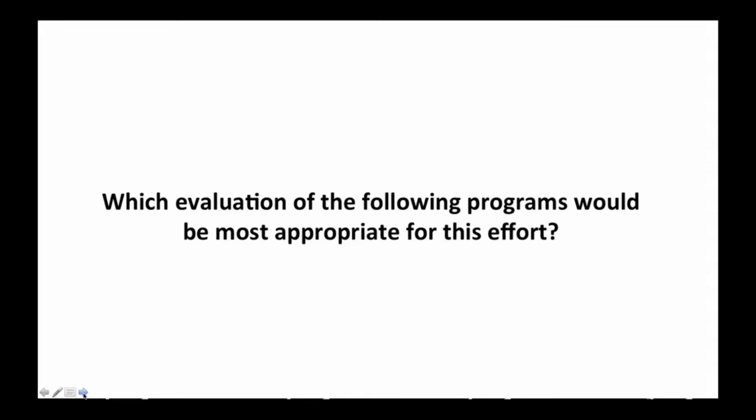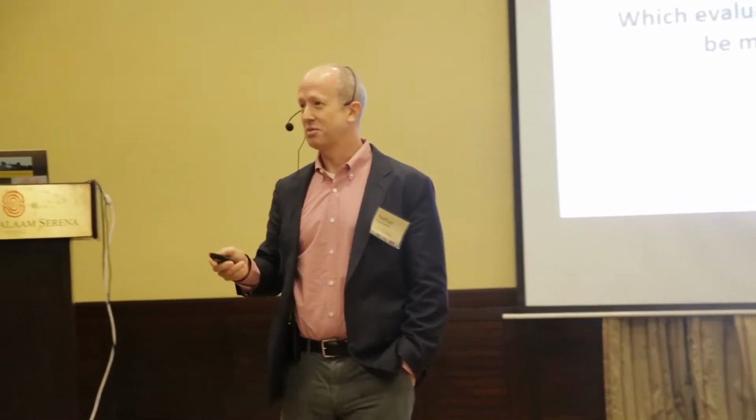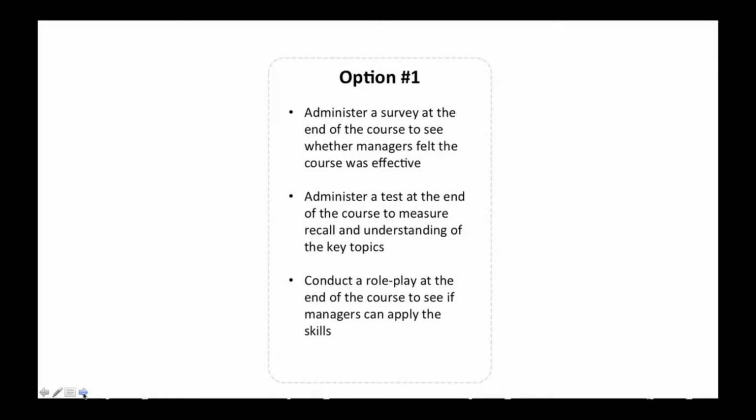So, I'm going to walk through some options, and I just want you to be thinking about each one. Each option is one of the options that I'm going to ask you to decide upon, and you only get to choose one for the purposes of conversation. Or like someone might go, what if we wanted to do two of them? Well, in reality, that's a possibility, but for the sake of conversation, I'm going to have you choose one, so pay attention here. So, option one is we administer a survey at the end of the course to see whether managers felt the course was effective. Did the managers think it was effective? In addition to that, administer a test at the end to measure recall and understanding of the key topics. And conduct a role play at the end of the course to see if managers can apply these skills. So this is option one, doing all of these things, okay?